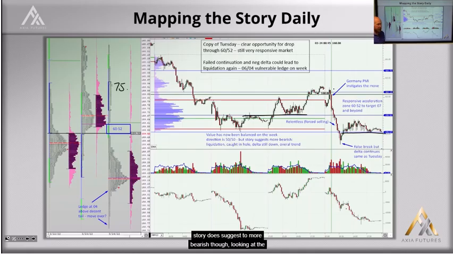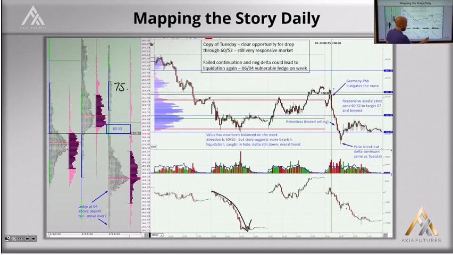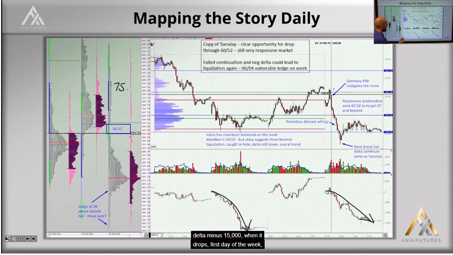The story does suggest we're more bearish though, looking at the way that every move up is more of a liquidation. People have got themselves stretched higher. Overall, the trend's down. Delta is much more obvious on the downside. Delta minus 15,000 when it drops. First day of the week, okay, not massive, but it's around about minus 5,000. The only positive delta has been positive 5. So you can see the significance. People are still very, very willing to sell this.